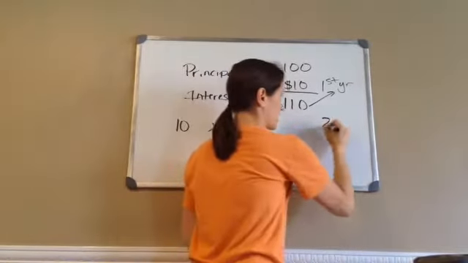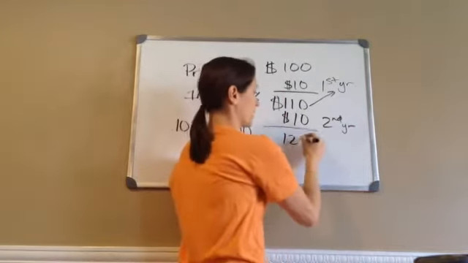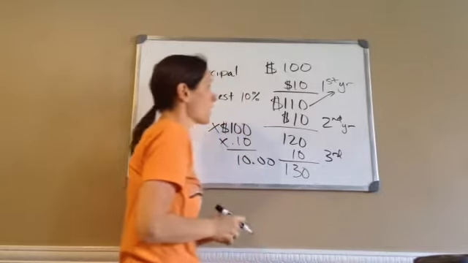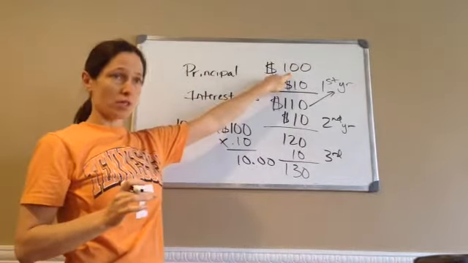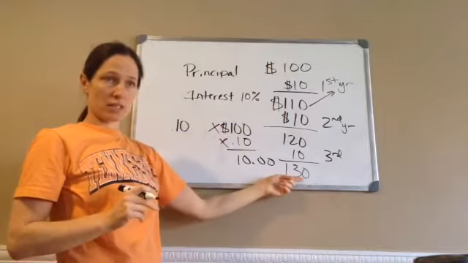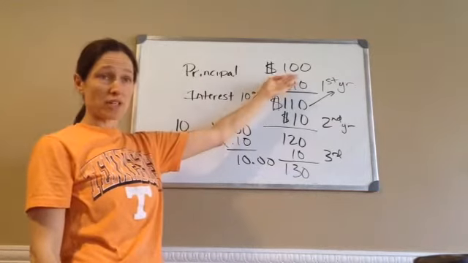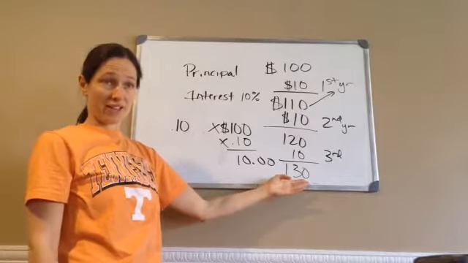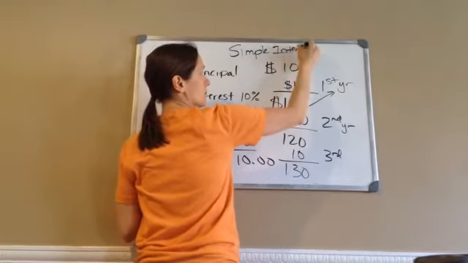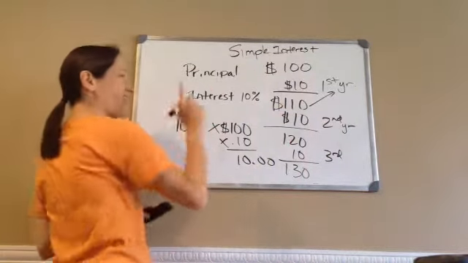Now, after the second year, we would add 10 more dollars, and what would it be? 120. After the third year, we would add 10 more dollars, and it'd be 130. So because I gave the bank $100 and it accrued 10% interest each year, how much money do I have at the end? 130. So how much did I gain? 30. You see how that works? Just because I left it in the bank for 3 years. Okay? That is what we call simple interest.